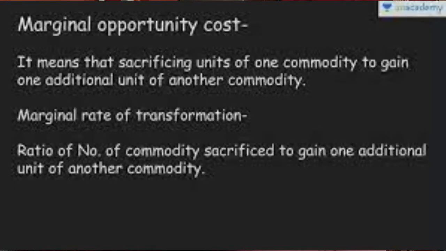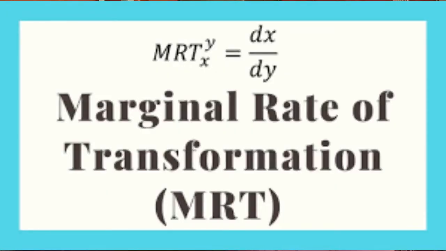And next point is, what is MRT? Explain with example. Suppose an economy produces only two goods, X and Y. Further, suppose that by employing these resources fully and efficiently, the economy produces 1X plus 10Y. If the economy decides to produce 2X, it has to cut down the production of Y by 2 units. Then 2Y is the opportunity cost of producing 1X. And then 2Y to 1X is the MRT.